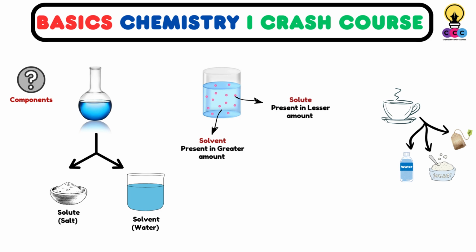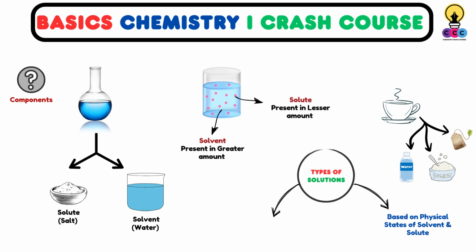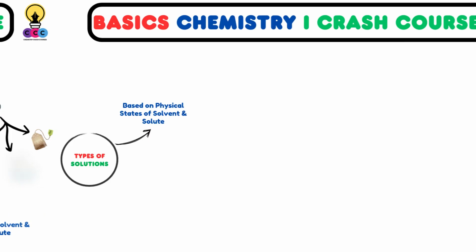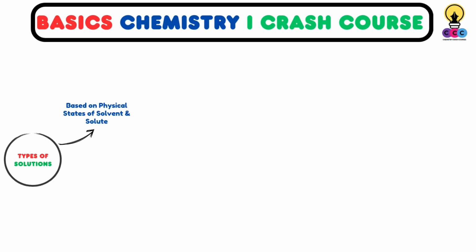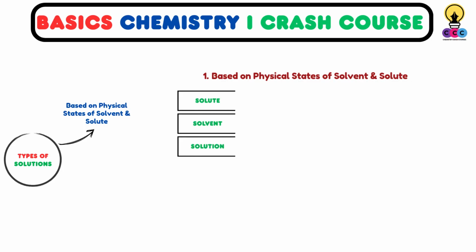Now come to types of solution. Types of solution is a very detailed subject. Here we are going to discuss types of solution based on physical states of solvent and solute, and amount of solute added. First, let us discuss the types of solution based on physical state of solute and solvent. This is very comprehensive. These are 9 in total. We discuss them briefly here.